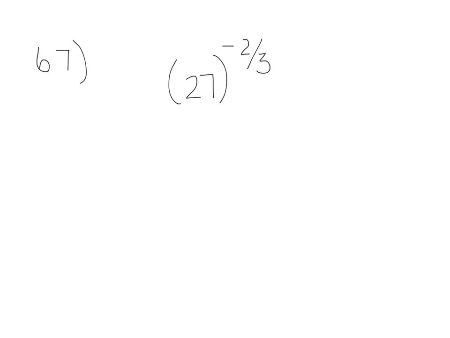This is number 67 in our Chapter 5 review, where we're asked to simplify, and we see we have a rational exponent. We have to remember that a rational exponent always has a denominator that represents the root of the number that we are taking. And so in this case, we have the number 27, and we want to take the cube root of that. We're then going to take that answer and raise it to the numerator power.